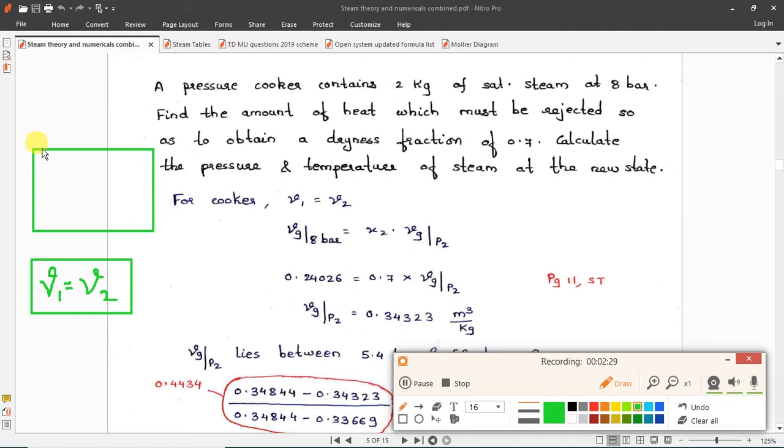Now this pressure cooker contains 2 kg of saturated steam. Saturated steam means it will be which steam? vg, hg, sg. So if you draw a TH diagram, let me draw a small TH diagram over here. Suppose this is the vapor dome, and suppose this one is a constant pressure curve.